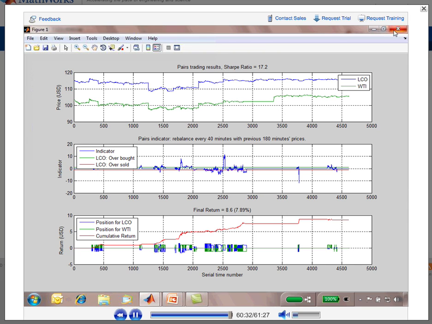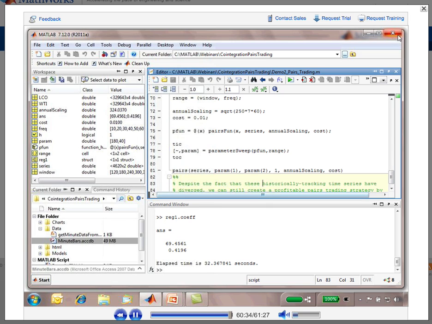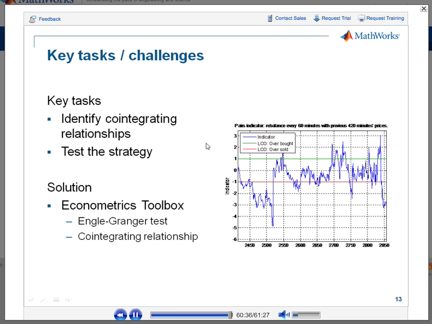So if we return back to the slides, just to summarize, what we used for the solution was basically the Engle-Granger test to determine when co-integration occurred, and then using that co-integration, as an example in this plot, to determine when to buy and sell. So we're plotting our trading strategy against the co-integration relationship. In essence, the co-integration relationship became our indicator, and then we just came up with an overbought or oversold condition. And then you saw the performance of that.